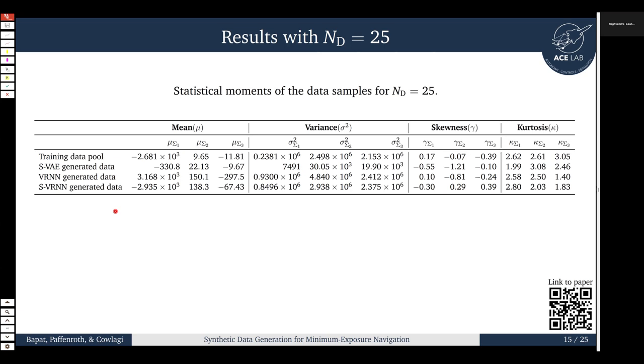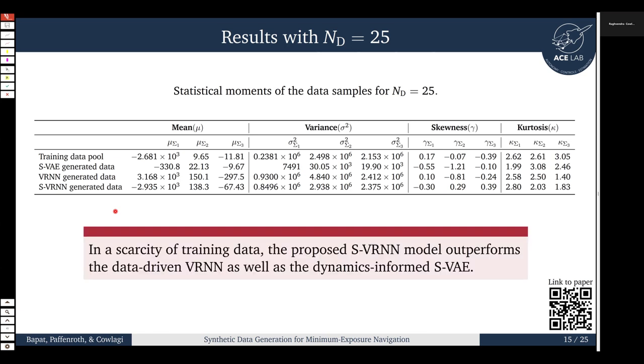So, in this limited set of results, what we find is that the split VRNN model outperforms the data-driven VRNN model as well as the dynamics-informed variational autoencoder model when there's a scarcity of training data. So, the promise shown by this model is for low data situations. And obviously, this is not meant to be an exhaustive study. We're still learning many different things about this SVRNN model, but this is a promising new result that we'd like to showcase.